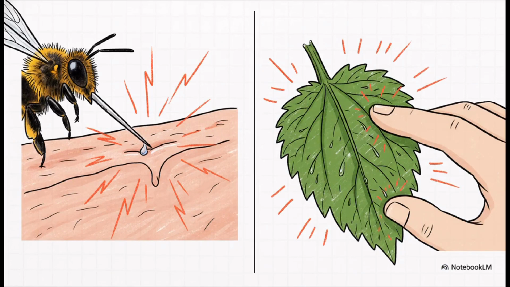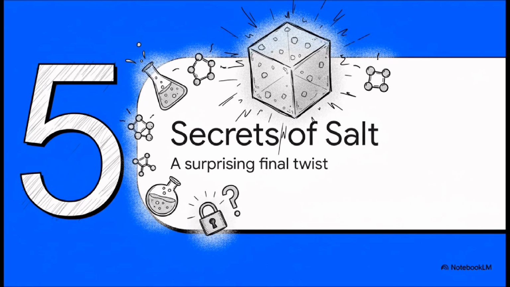And even nature uses this chemistry as a weapon. That burning pain you feel from a bee sting or from brushing against a stinging nettle? That's an injection of acid, methanoic acid to be exact, and it's designed specifically to cause pain and irritation as a warning.